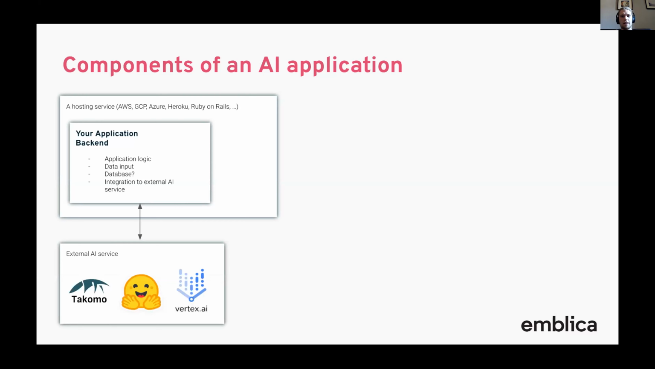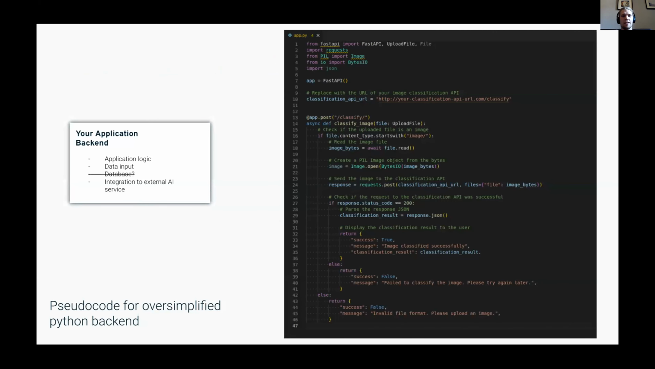Then this could be a really oversimplified pseudocode of the idea of a simple application backend implemented in Python. You have some sort of library handling your requests, you code some logic, and in this case, process an image, send it somewhere to be classified, and then do something with the results.